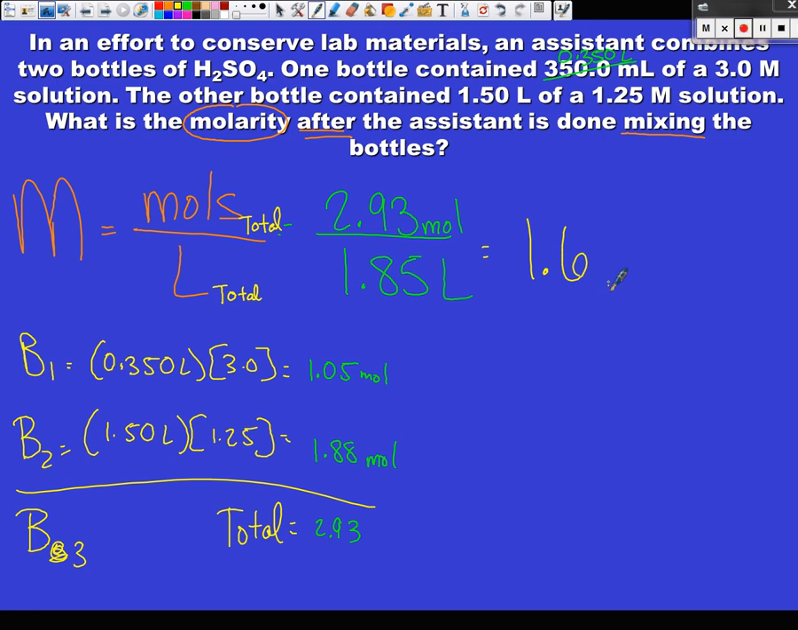Hold on a second. We rounded wrong, guys. Let's go back to bottle 1. What should be your number of moles in bottle 1? 1.1. Okay, well, fine. We'll go back with that idea.